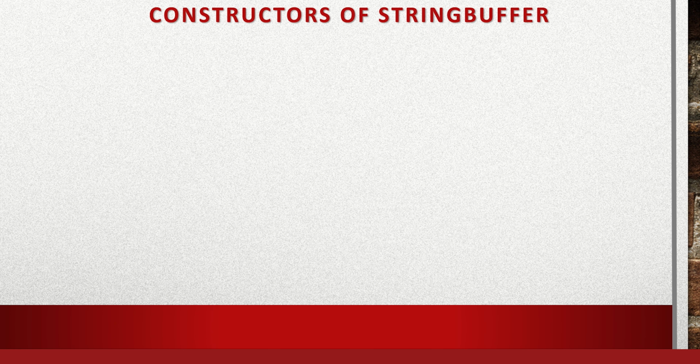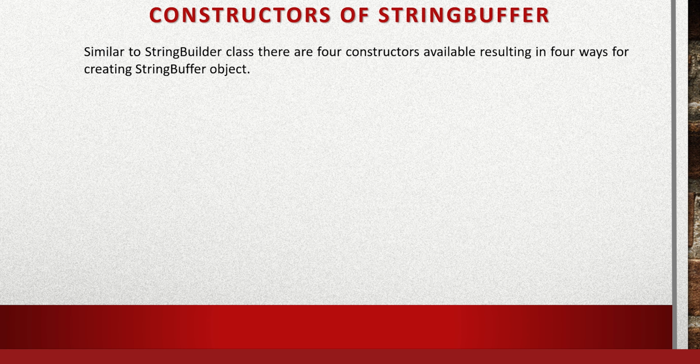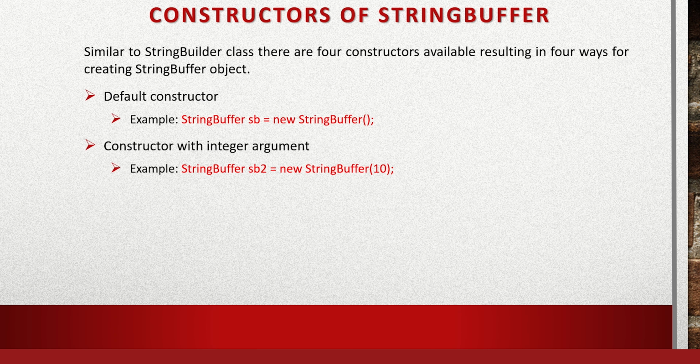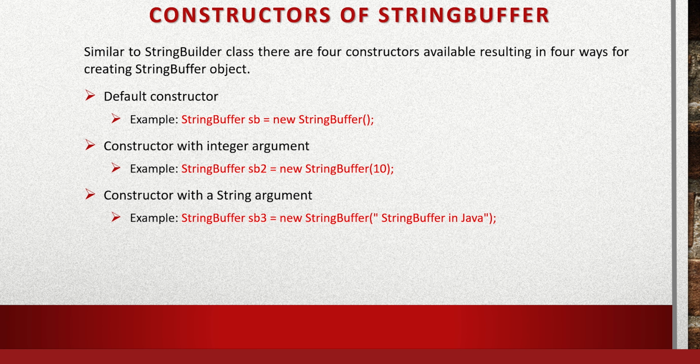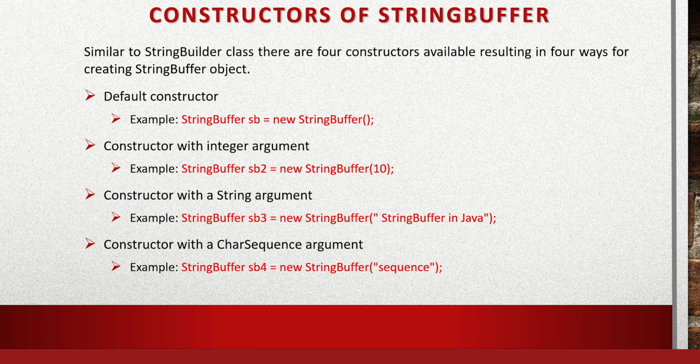Constructors of StringBuffer. Similar to StringBuilder class, there are 4 constructors available, resulting in 4 ways for creating StringBuffer object: default constructor, constructor with integer argument, constructor with string argument, constructor with char sequence argument. The working of StringBuffer constructors is similar to that of StringBuilder class. The fourth constructor with the CharSequence interface as the parameter is only available on StringBuffer from JDK 5, while StringBuffer class in Java is available from JDK 1.